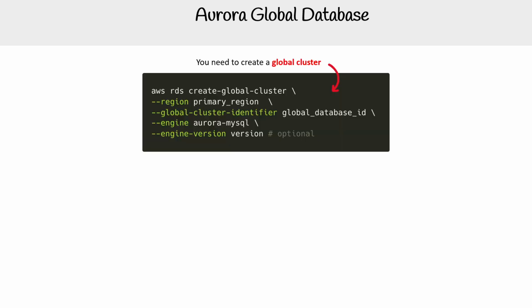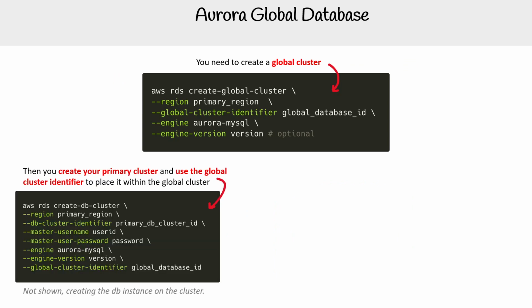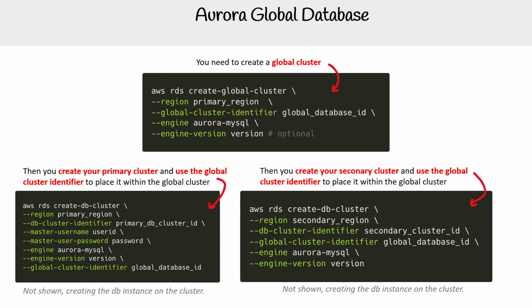If you need to make a global database, you create the global cluster first. Then you create your primary cluster and use the global cluster identifier to place it within the global cluster. And then you create your secondary cluster and use the global cluster identifier to place it within the global cluster.